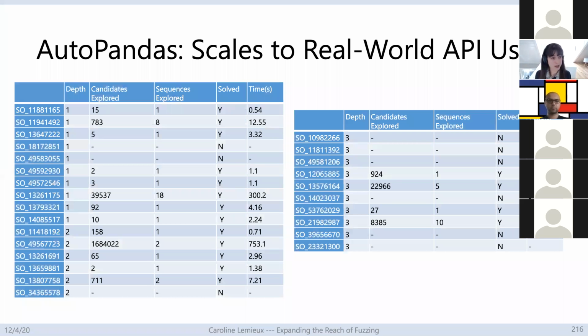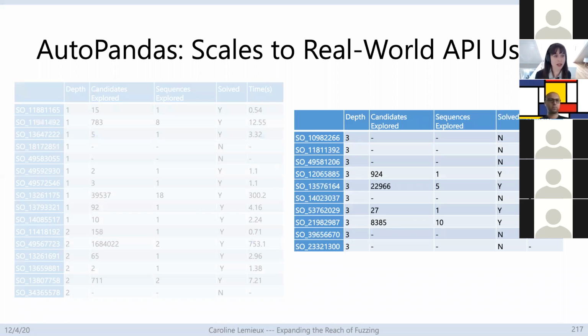And this was actually able to scale to real-world API uses, including sequences of at least 3 API function calls, which is quite significant given that there's hundreds of different API functions that we were supporting.